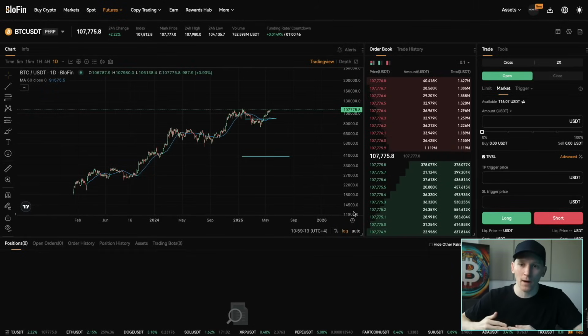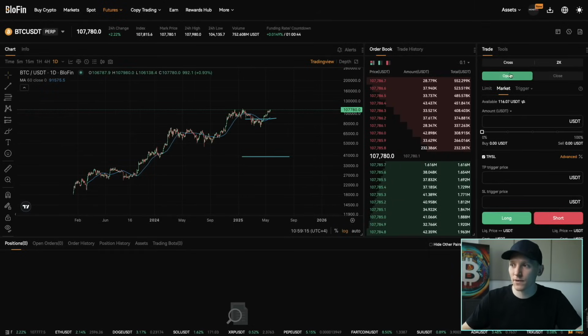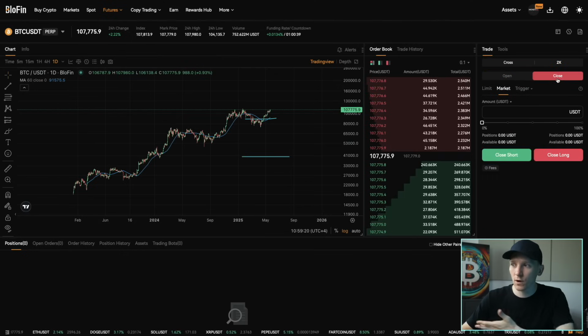Now I'll show you a sample short trade, which is where you sell first and then you aim to buy back lower. So it's exactly the same thing. Cross margin, 2x leverage. I'm going to open the trade. Opening the trade is what we want. We don't want to close the trade.